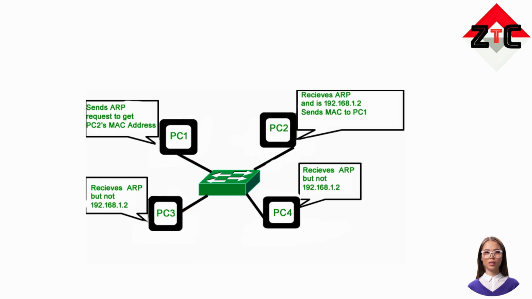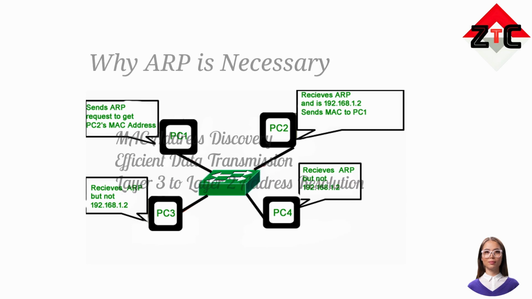ARP, or Address Resolution Protocol, works at the OSI model's layer 2 to find the MAC address of a device on the same network segment using its IP address. It does this by broadcasting ARP requests locally and awaits a response from the device with the matching IP.